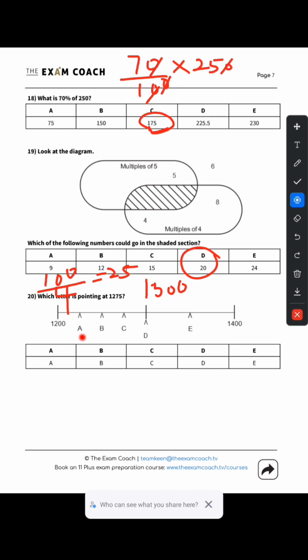So this is 1200, A will be 1225. If I add 25 to that again, B will be 1250. If I add 25 to that again, C will be 1275. And if I add 25 to that, I'll get D, which is 1300. So the point marking 1275 will be C.